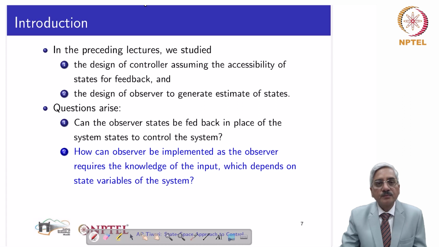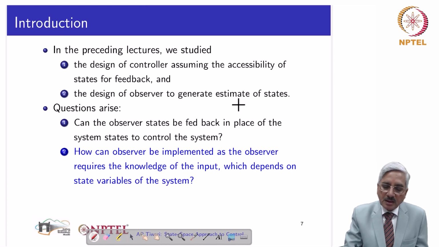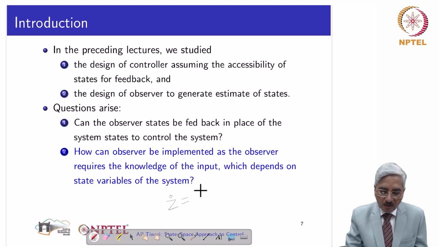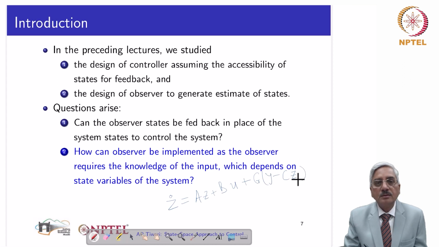The second question arises like this. The observer equation was something like, let me write here, z dot equal to Az plus Bu plus G times (y minus Cz). Of course, assuming that the gain G of the observer has been designed, A and B are known.